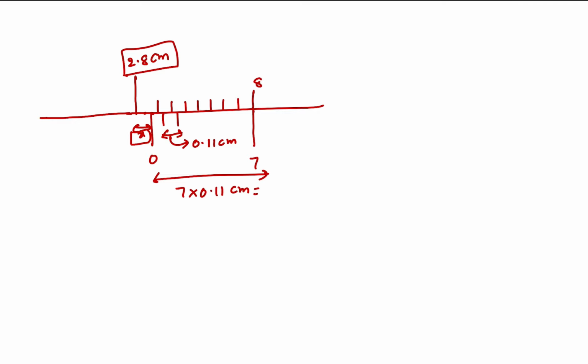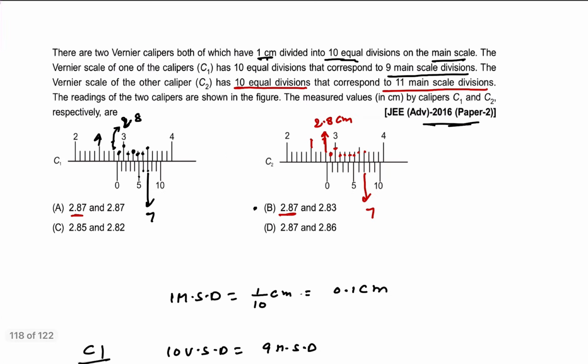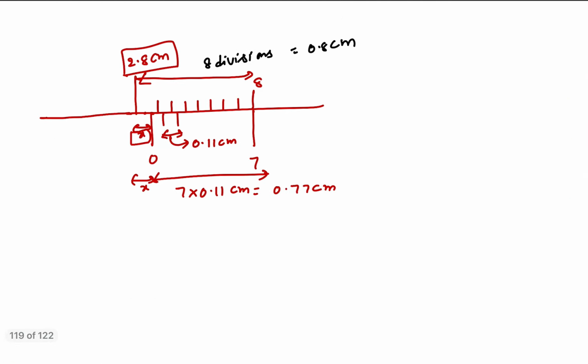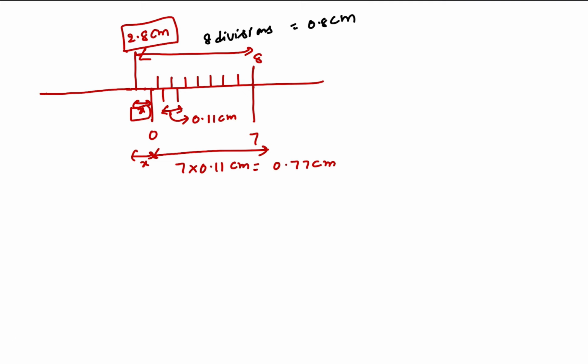7 into 0.11 centimeter is equal to 0.77 centimeters, plus this x is there. In this, how many main scale divisions are there? 8 divisions are there. For 8 divisions, distance is equal to 0.8 centimeters. Why? Because each division is 0.1 centimeter. So I have written 0.8 centimeter.